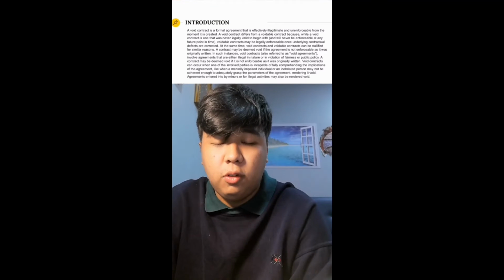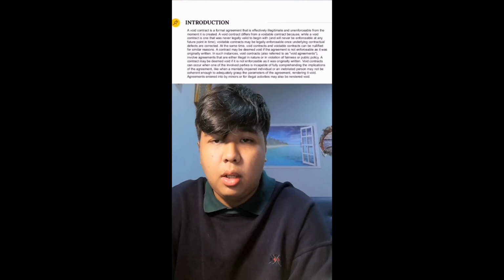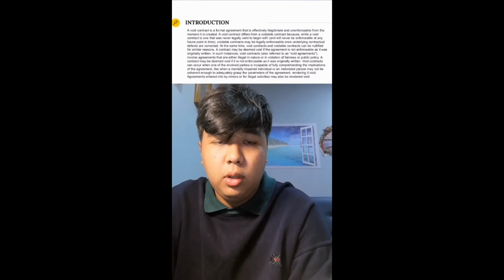First, a void contract is a formal agreement that is effectively illegitimate and unenforceable from the moment it is created. A void contract differs from a voidable contract because while a void contract is one that was never legally valid to begin with and will never be enforceable at any future point in time, a voidable contract may be legally enforceable once underlying contractual defects are corrected.